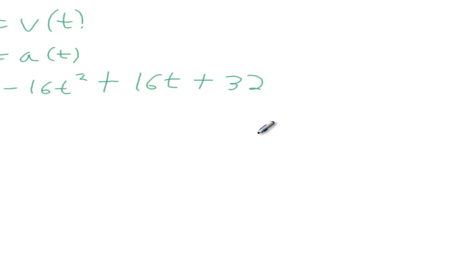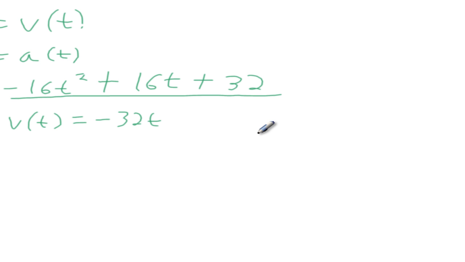Well, that maximum height is going to be when the derivative of the position function is 0, because we know the derivative of position is velocity, and that's going to simply be the derivative of this equation. We can just use our power rule along with sum and difference. We know that's negative 32t plus 16. So when does that equal 0? Well, that's a simple linear equation to solve.